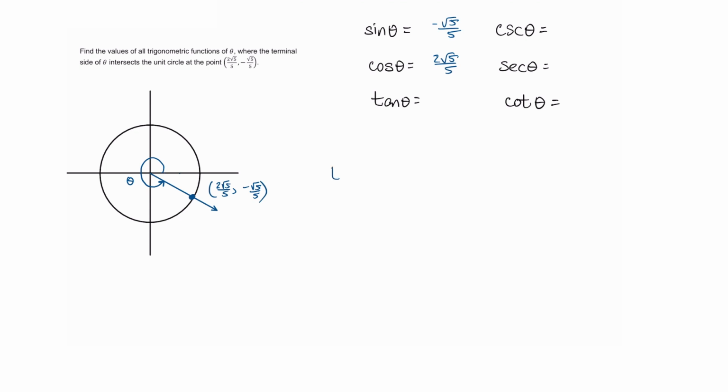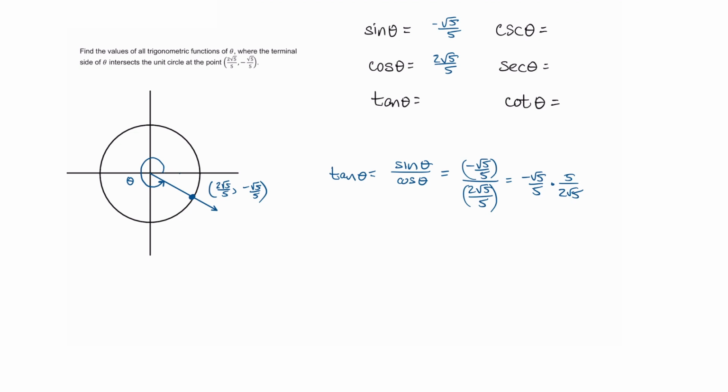So remember that tangent of theta is sine theta over cosine theta. So sine of theta is negative root 5 over 5. Cosine of theta is 2 square root 5 over 5. And since we're dividing two fractions, we'll just bring the denominator up as its reciprocal to multiply. So this is negative root 5 over 5 times 5 over 2 root 5.